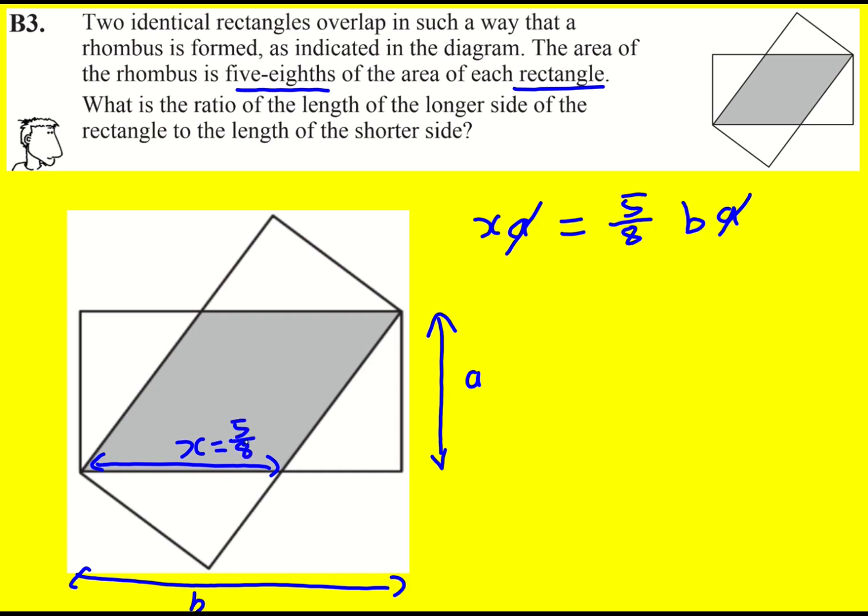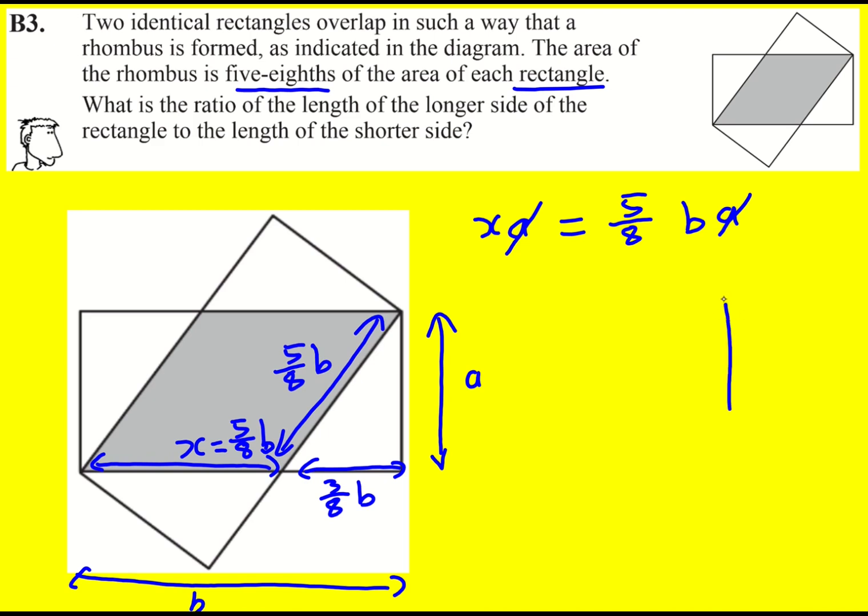To be fair, you might have been able to spot this without doing such a calculation because they've got the same height, and so the only way the area can be 5/8 is if the base is 5/8 of the rectangle. Then this is going to be 3/8 of B, because in total it's equal to B. I've just done B minus 5/8 of B. But here's the thing, because it's a rhombus, this length here must also be 5/8 of B.